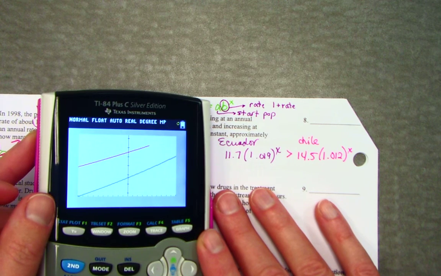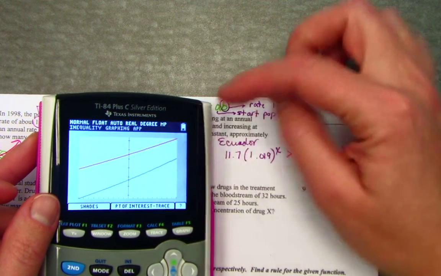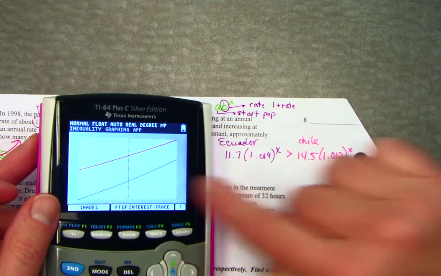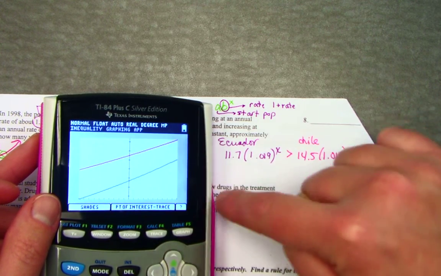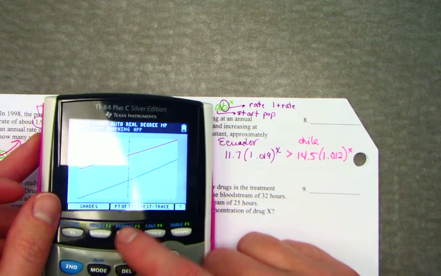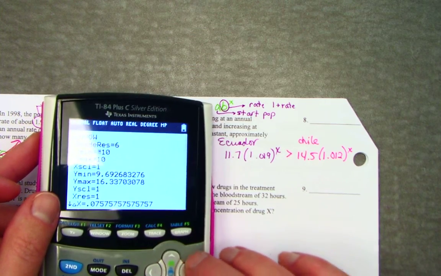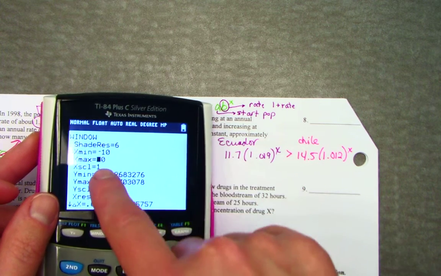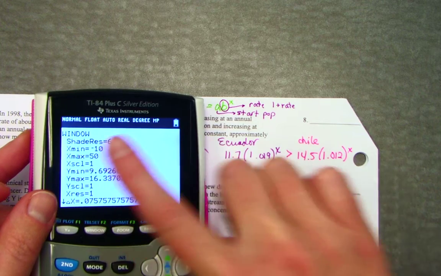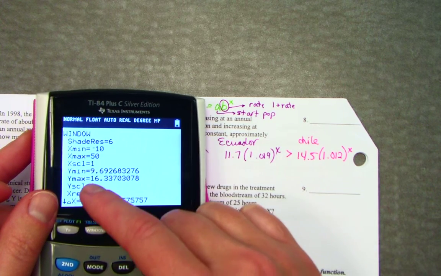My calculator is still not showing me where these two intersect. I need to see farther up on the screen and farther to the right. So I need a higher X value so I can see over here and a higher Y value so I can see what's going on up here. So I'm going to go up to 50. I want to see farther to the right. I also need to see farther up.